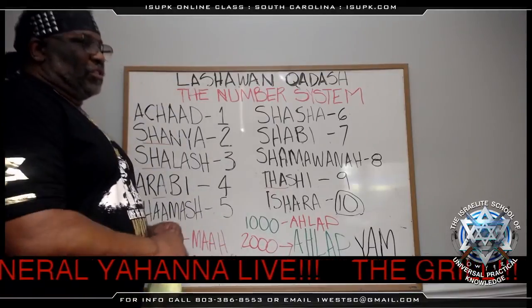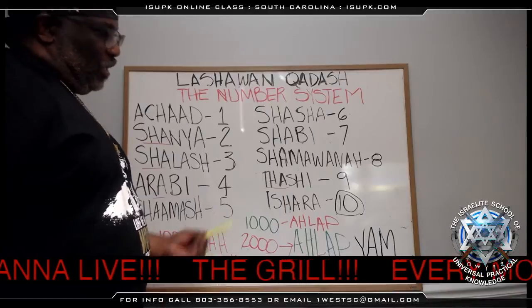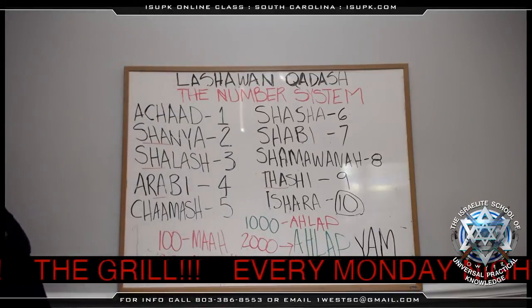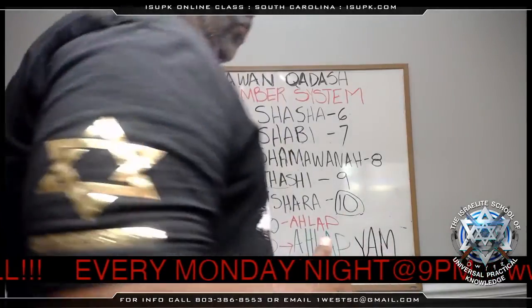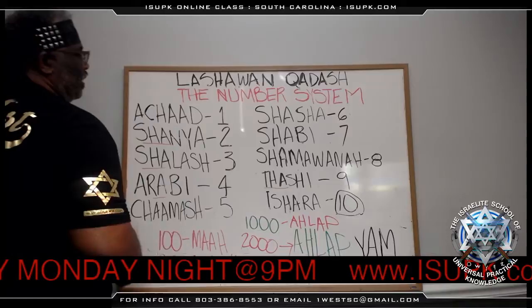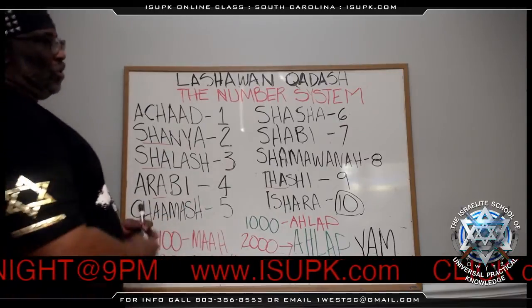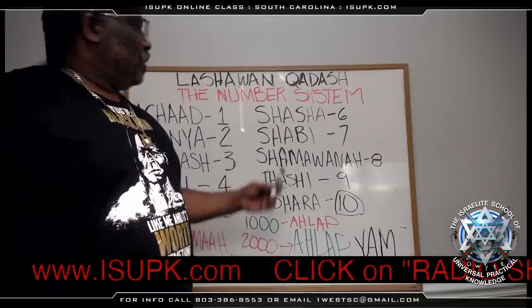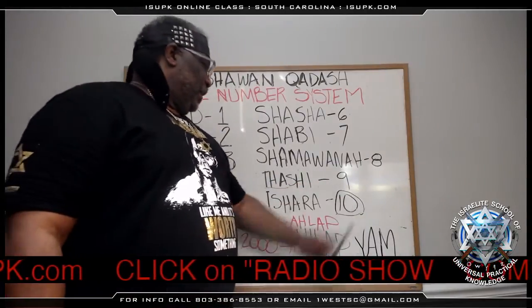For those who missed the number system last week, if you didn't get it, you can copy it down. The first number in the LASHAWAN QADASH Paleo Hebrew is Akkad. Akkad, 1, Shanya, 2, Shalash, 3, Arabai, 4, Kamash is 5, like we talked about last week. Shah, 6. Shabai, 7. Shama Wana, 8. Vashai, 9. And Asherah, 10.